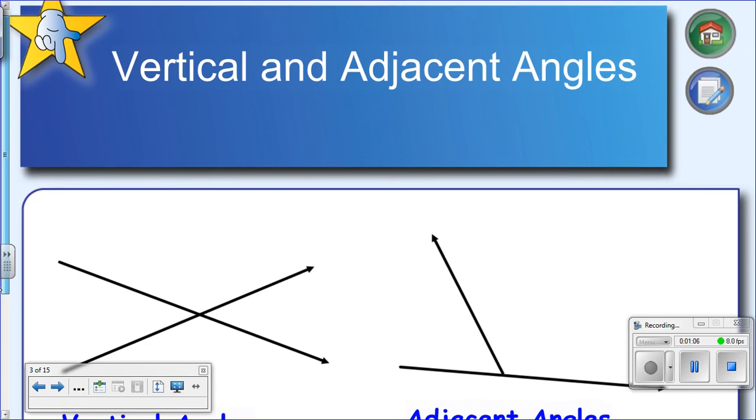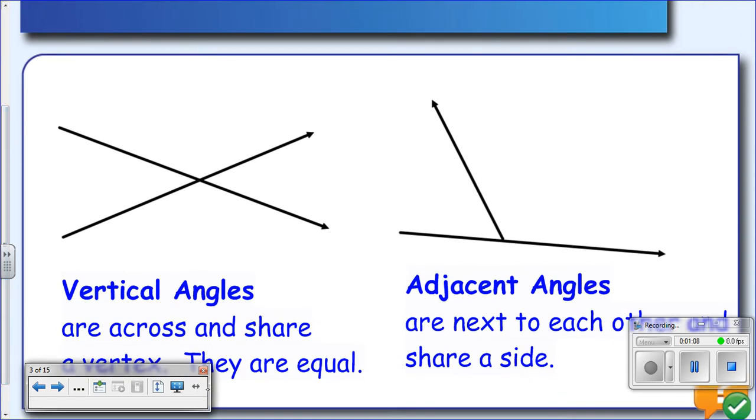Vertical and adjacent angles. Vertical angles look like this, when you've got two lines that intersect, and what that means is we have an angle over here that will be congruent to the angle over here. So in other words, if this is, say, 60 degrees, then this one will also be 60 degrees. The very cool thing about this is that if this is 60 and this is 60, these two angles over here will also be congruent. So I'll say that one is congruent to this angle over here.